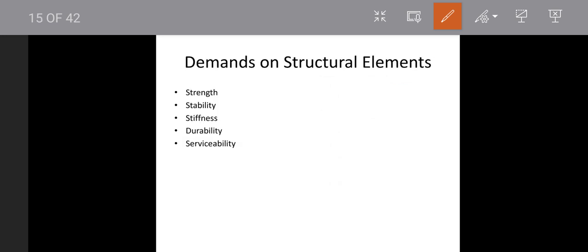Demand on structural elements: what we expect from an RC element is strength, stability, stiffness, durability and serviceability. These are the general expectations of the public constructing a building, because the structure should be a strong one and should withstand a long lifespan, that is 100 or 150 years. Durability and serviceability all come under that lifespan expectation.